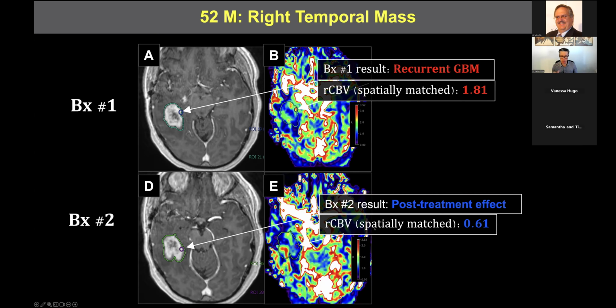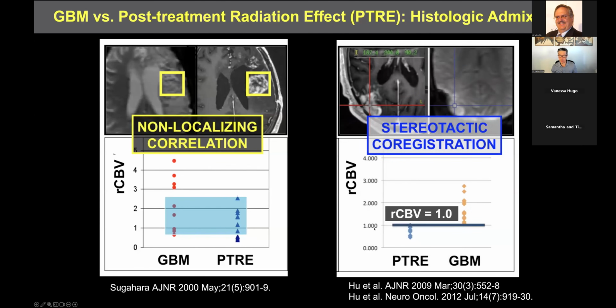So all of a sudden, when we look at the spatial matching of the RCBV values relative to where the biopsies actually came from, we start to achieve a really nice separation between tumor and post-treatment effect RCBV values. And so we can have a lot more confidence to say that, in this particular region, we think there's tumor, and in this particular region, there may be post-treatment effect, and they may coexist in the same lesion, as opposed to lumping and grouping everything together.